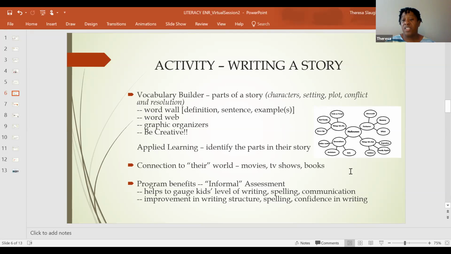Sometimes when we do activities, and I'm just going to say this, in the programs that I had worked in the past, sometimes they felt that the activity that they were doing was not a benefit, or they didn't see the benefit. But this actual activity, having kids write a story, there's a benefit to it. It benefits not just the kids, but also the program itself. You can use this as an informal assessment. And I'm going to stress the word informal, okay?